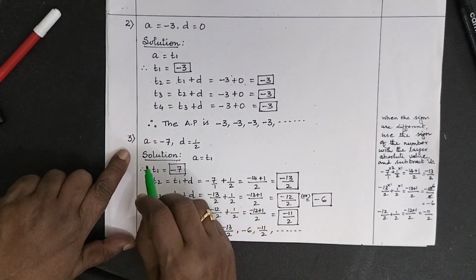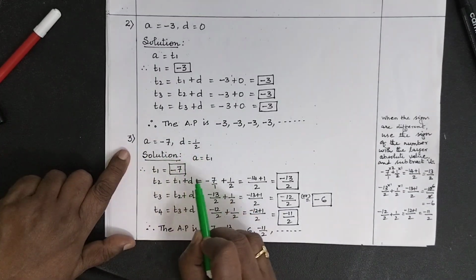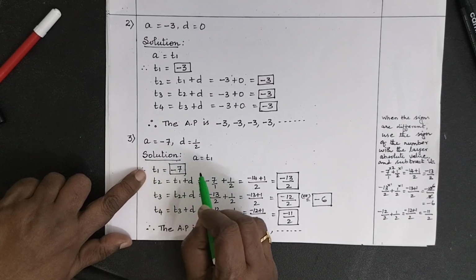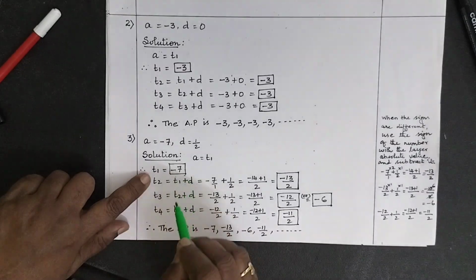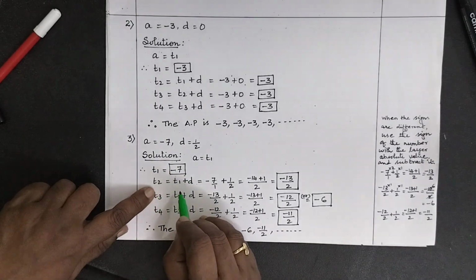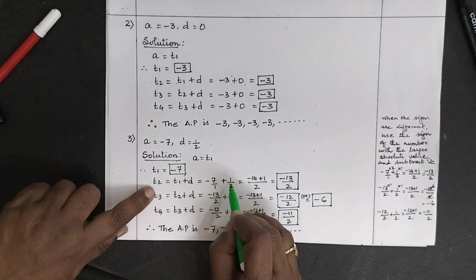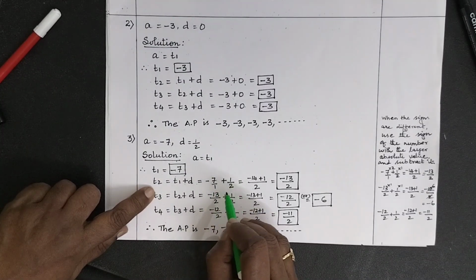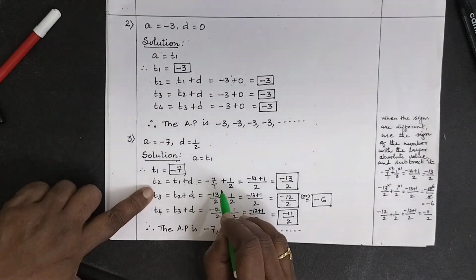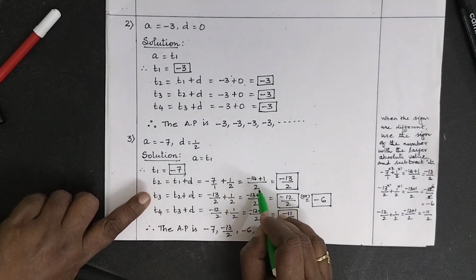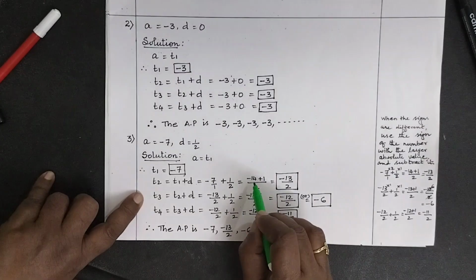Third sum, A is equal to minus 7, D is 1 by 2. Now the solution. Now A is first term, which is equal to T1. So T1 is minus 7. And T2 is T1 plus common difference. So minus 7 plus common difference 1 by 2. So take the LCM. So there is no denominator. Put 1 as the denominator. Take LCM and do the calculations.